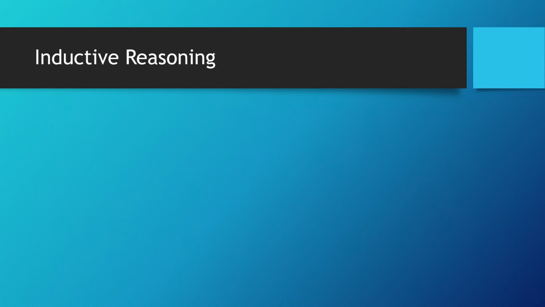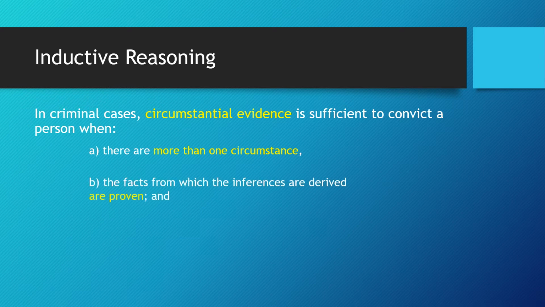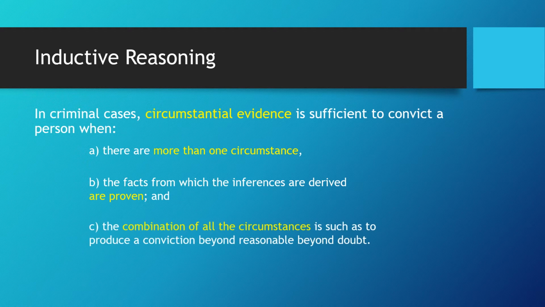Now let's go to inductive reasoning. The most basic example of inductive reasoning is the use of circumstantial evidence. In criminal cases, circumstantial evidence is sufficient to convict a person when there is more than one circumstance, the facts from which the inferences are derived are proven, and the combination of all the circumstances is such as to produce a conviction beyond reasonable doubt.